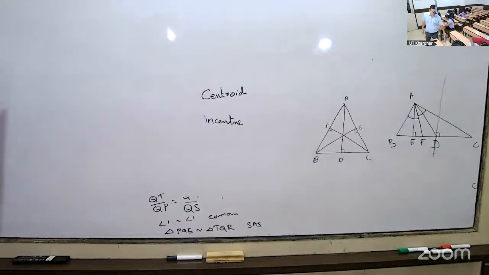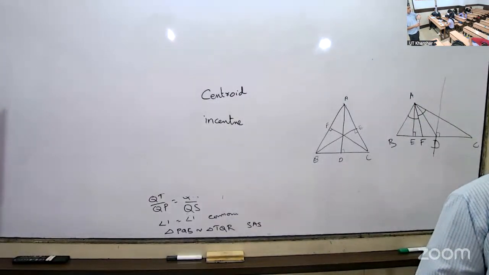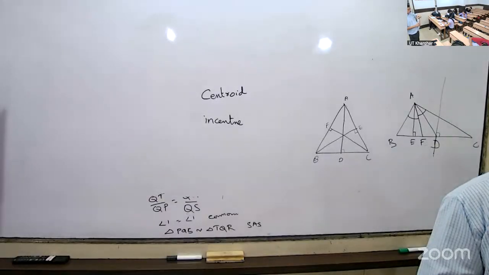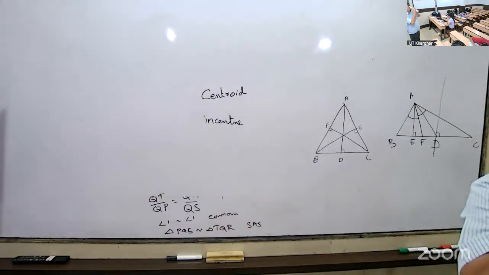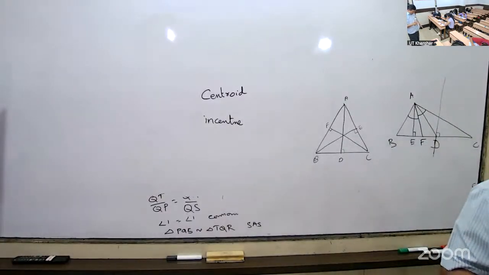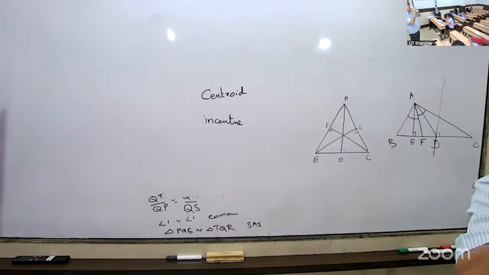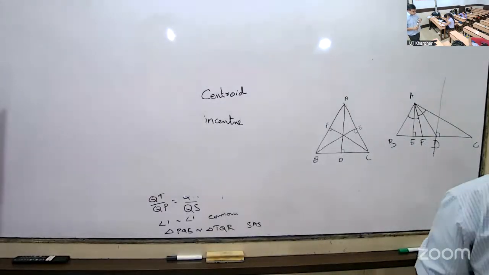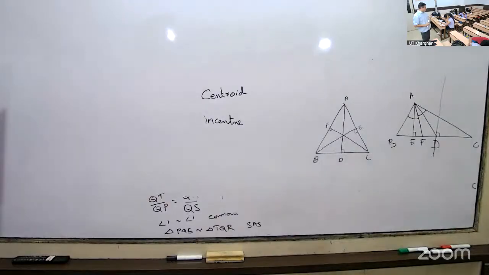Three perpendicular bisectors can be drawn. They all meet at a common point, which is called circumcenter.